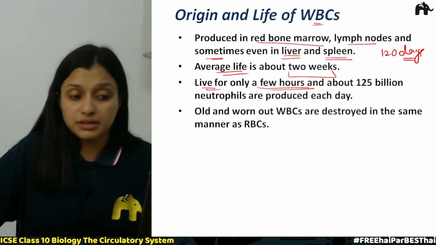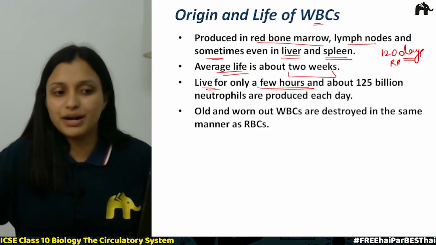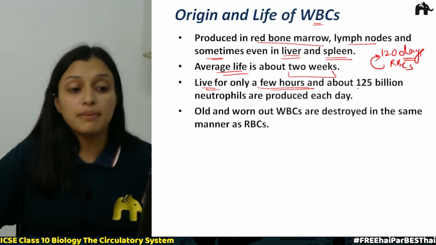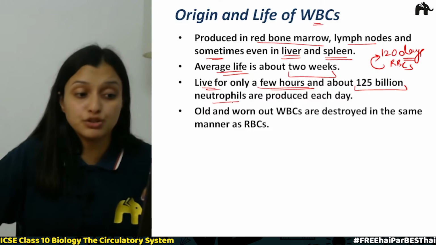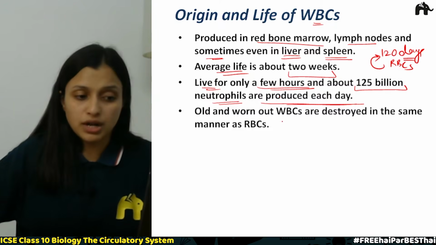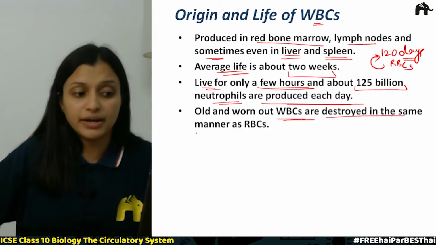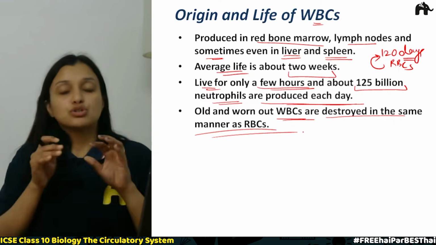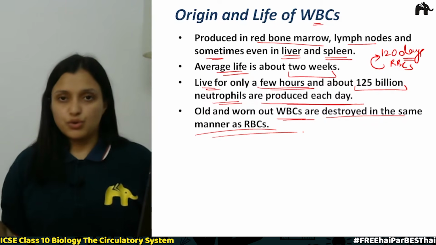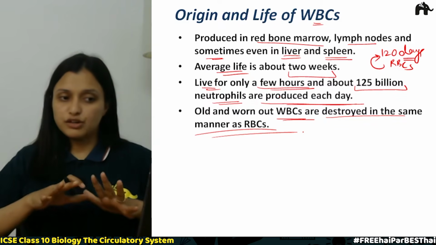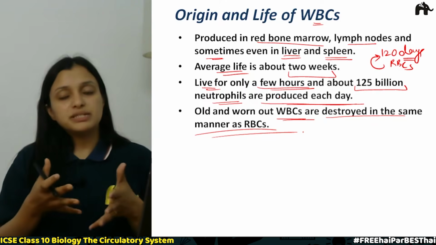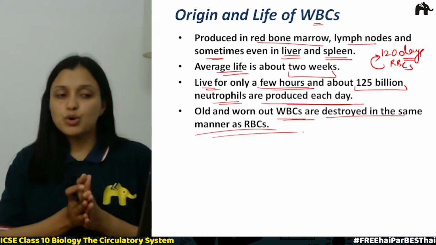RBCs live for 120 days, but WBCs live only for a few hours, and about 125 billion neutrophils are produced each day. Old and worn out WBCs are destroyed in the same manner as RBCs. So the removal of old and worn out RBCs and WBCs is the same. I hope this much is clear.